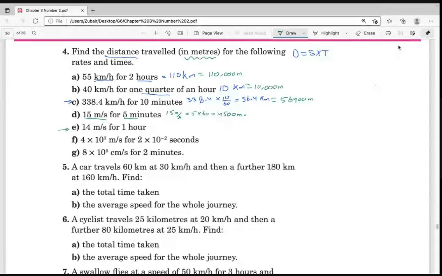Sir, yeah, go on. 50,400 or 50,000, 400? Yes, 50,000 400 meters. Okay, now this is already meters per second and already seconds, so we just have to multiply them. 4 into 10 raised to power 3 times 2 into 10 raised to power minus 2. So I'm getting 80 meters.